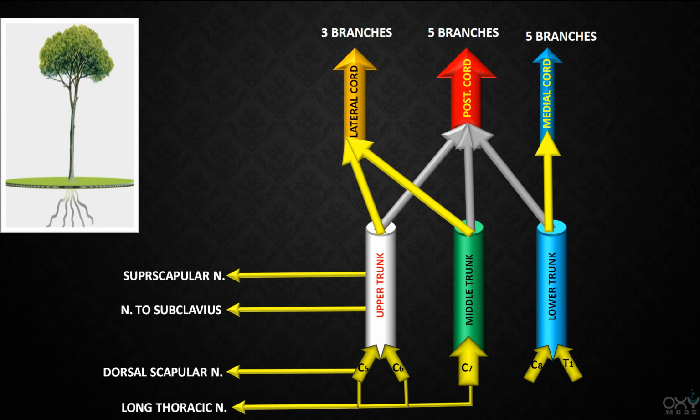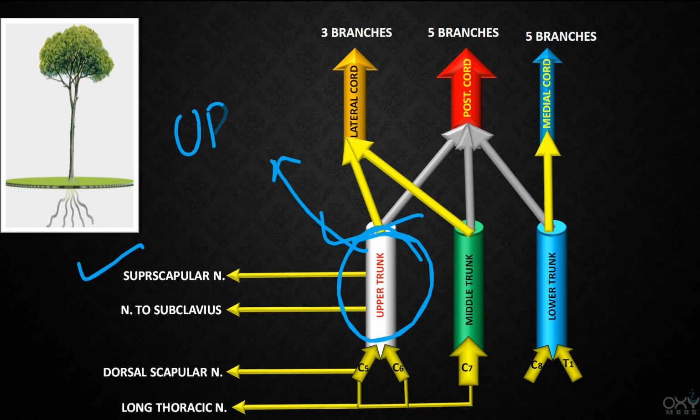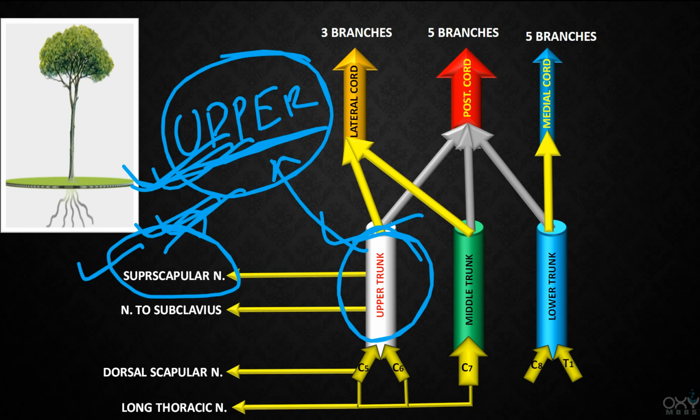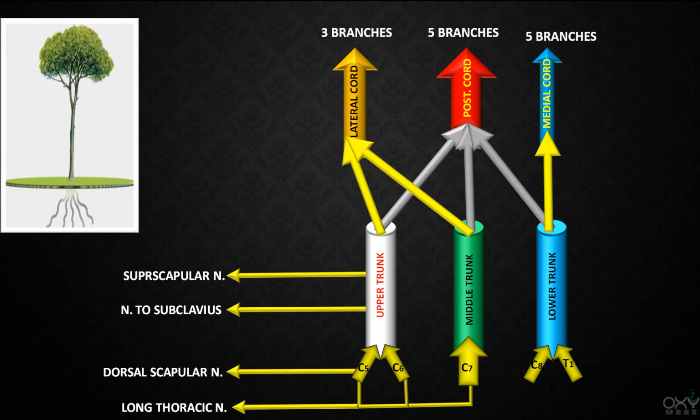Now friends, coming to upper trunk, how will you remember that suprascapular nerve is a branch of the upper trunk? It is again very simple friends. Now write upper here, U-P-P-E-R, so it is upper. So friends, don't you think that pronunciation of upper and supra is very similar? Supra and upra, supra, upra. That is why suprascapular nerve is a branch of the upper trunk. In this way friends, you can link suprascapular nerve with upper trunk.